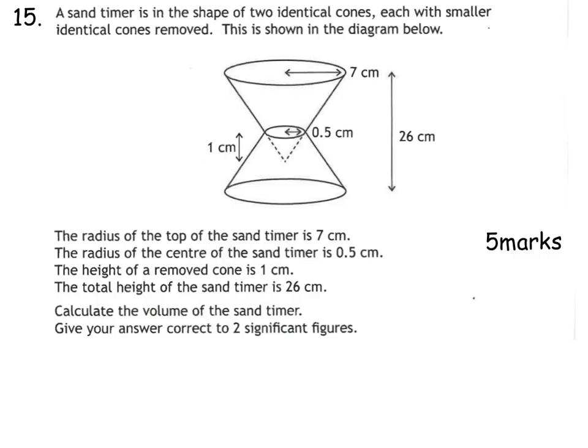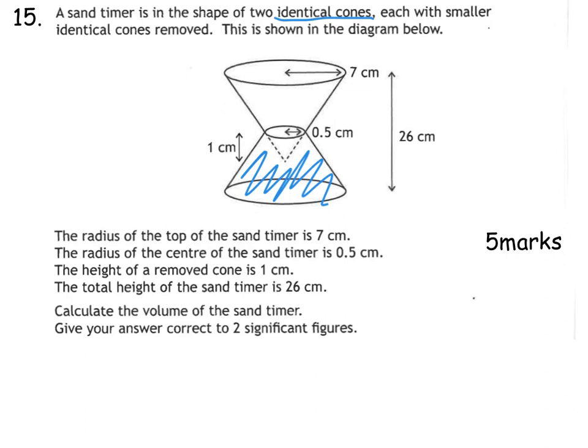Okay, so we're getting towards the end now. We have a volume question worth 5 marks. So what we've got is 2 identical cones, right? So that's something to be aware of. These are identical, each with a small bit removed. And we have to find the volume of this sand timer. Right, so what I'm going to do is ignore this whole bottom bit just now and just focus on this diagram.